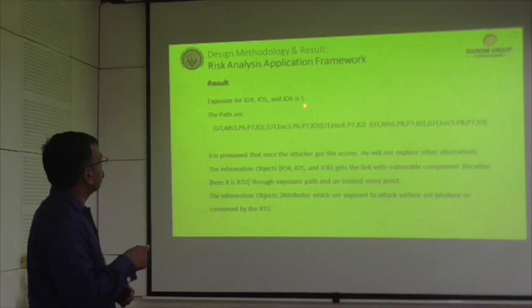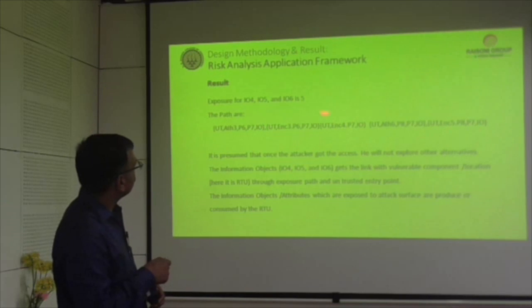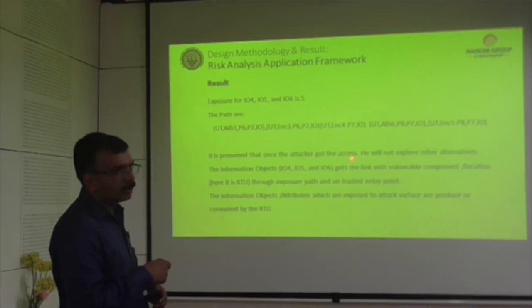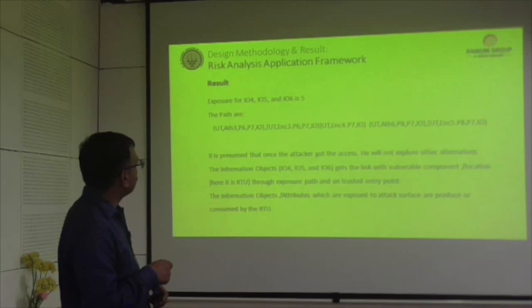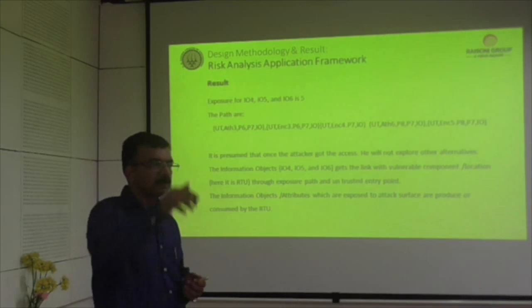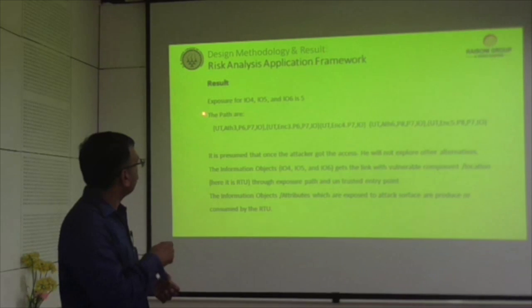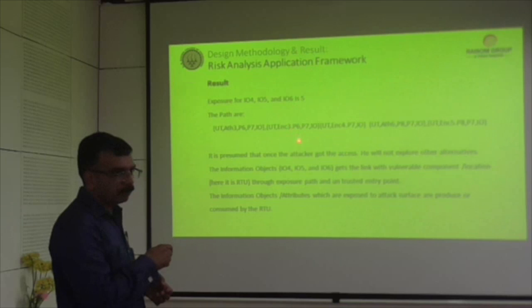Here 5 exposures are found: IO 5, 6, 7. These are the paths where an attack can happen from the untrusted path. It is presumed that once the attacker gets access, he will not explore other alternatives. If he gets access, then definitely he will use that access only. So we have considered only one path. This is the exposure value of 5.